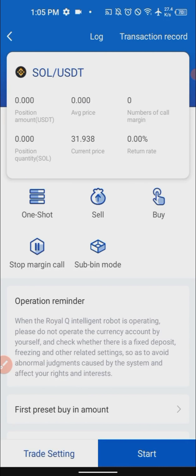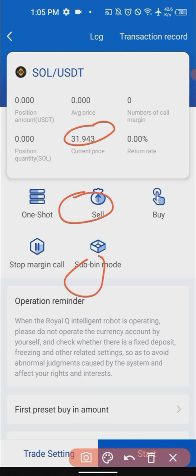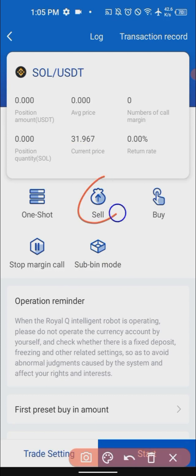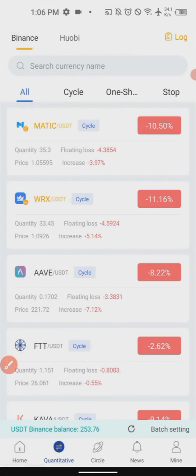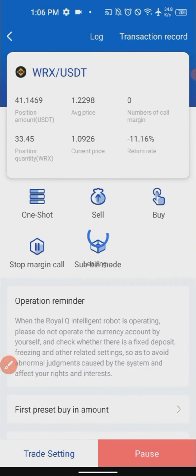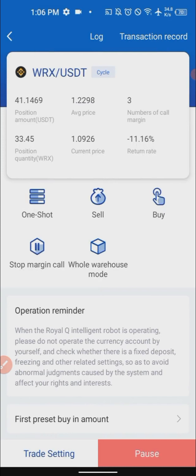So this is one shot. Let me just start explaining some functions of the bot. Now, this other option is what we call sell. Let's say, for example, I'm having Solana already, or let me use a coin I'm having already. I'm having WRX already. So if I want to sell, right now the bot is supposed to sell at a particular point in time, which I have set it to sell.